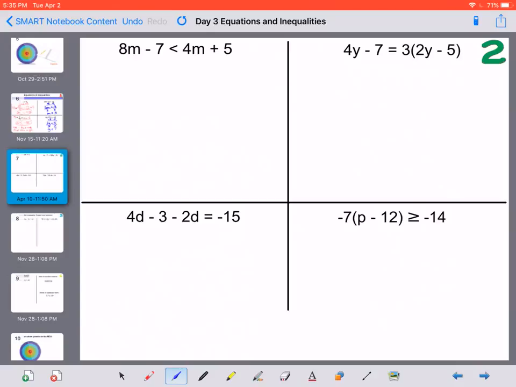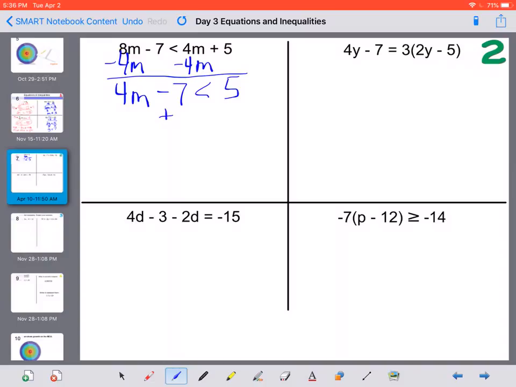Alright, now we have variables on both sides. Some of these are a little bit more multi-step problems. When we have variables on both sides, we need to move one of them over to get a variable only on one side. So it looks like I'm going to move the 4m because that is going to give me a positive number. 8m minus 4m is going to give me 4m, minus 7 is less than 5.